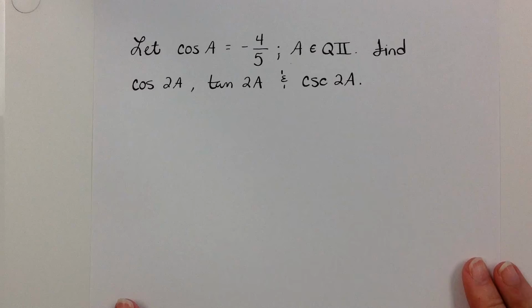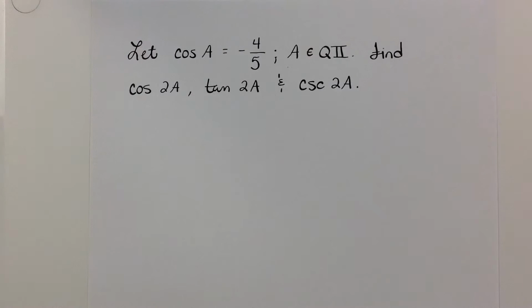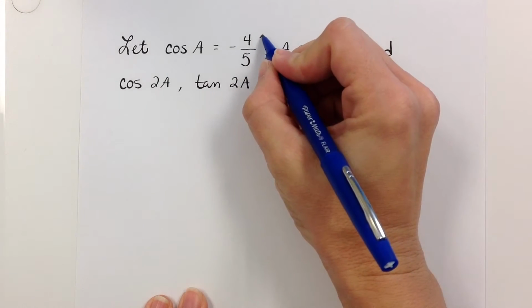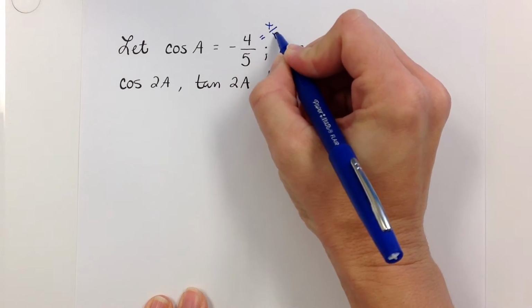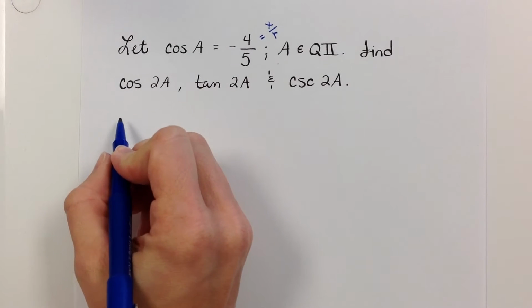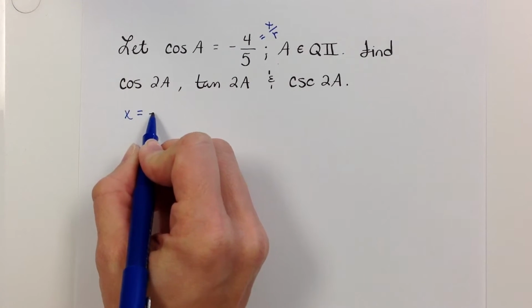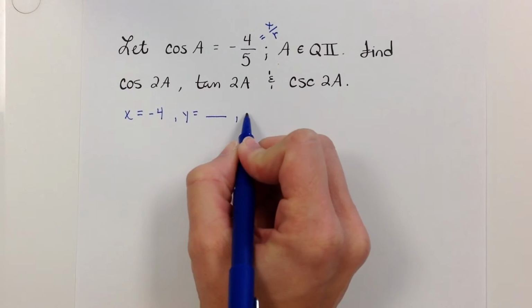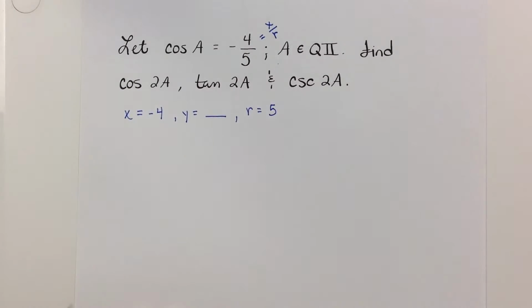All right, so first problem, we know that cosine A is equal to -4/5 and angle A is in the second quadrant. So we're going to use those identities to find cosine 2A, tangent 2A, and cosecant 2A. Similar to what we had done with the sum and difference identities, since I'm giving you cosine, and cosine is x over r, that means for this problem that x is equal to -4, we will need to come up with y, and r is equal to 5.